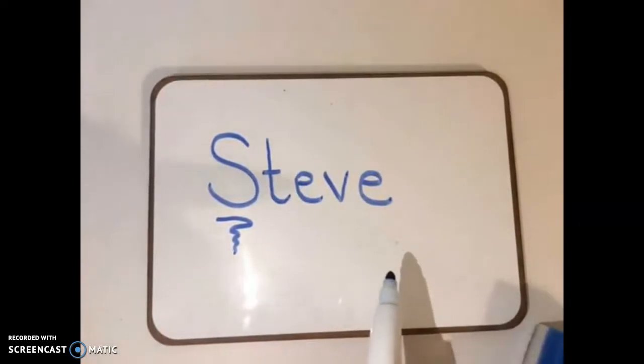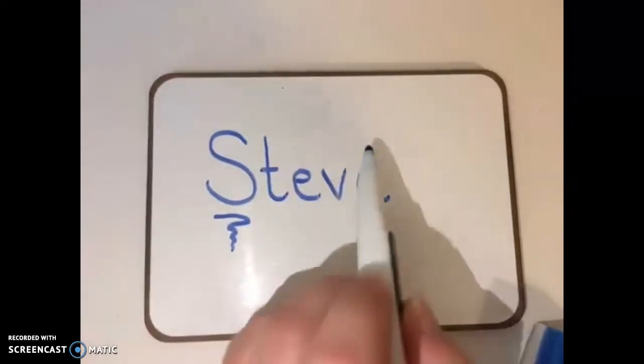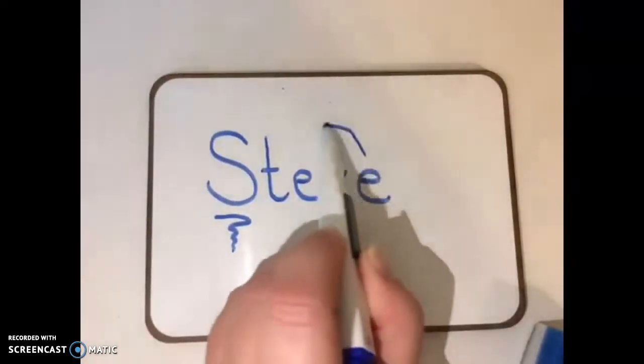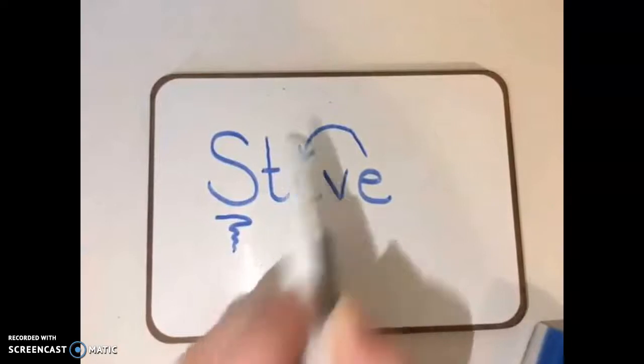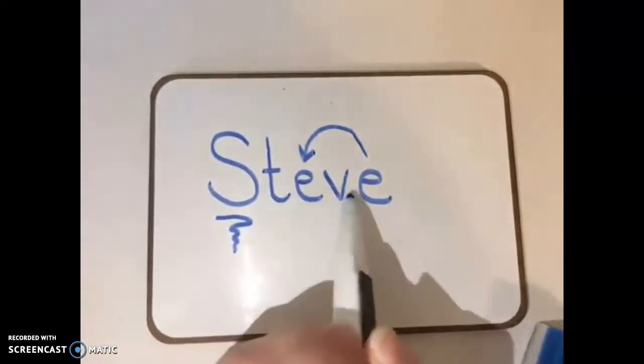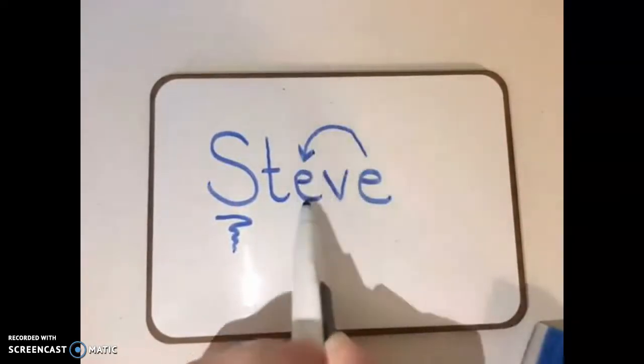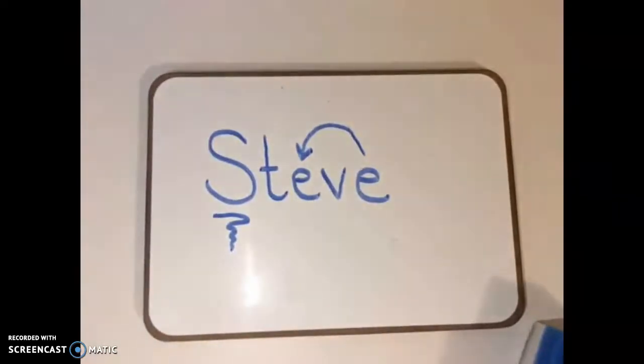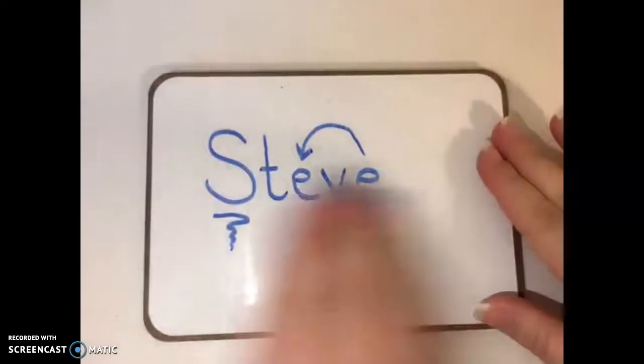Where would the arrow go? Think about what we did with cake. And now think about where your arrow would go on this word. It would go silent E to the vowel in the word Steve, because the silent E is making the E say its name. Okay? All right, time to erase or find a new spot on your paper.